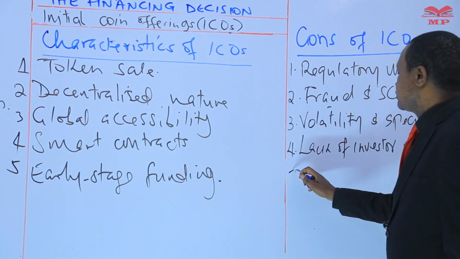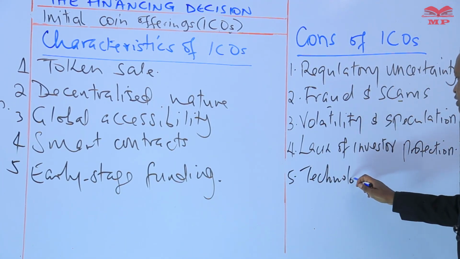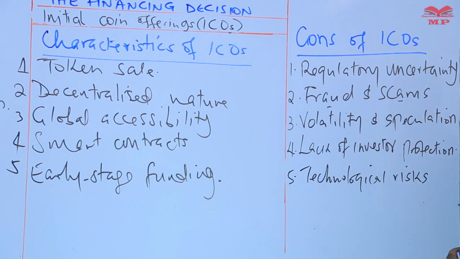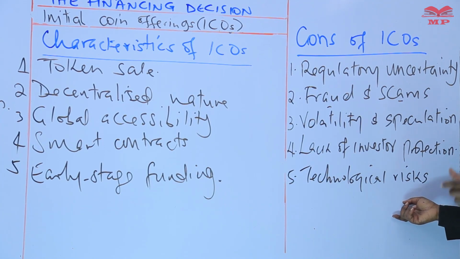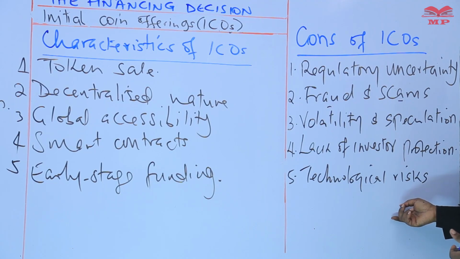There are also technological risks associated with ICOs. ICO projects are often based on emerging technologies, and there may be risks associated with the development, the implementation, and also the security of the underlying blockchain technology. So these are 5 disadvantages.